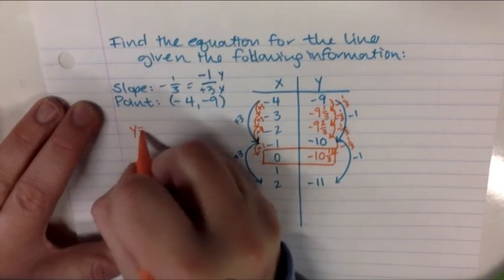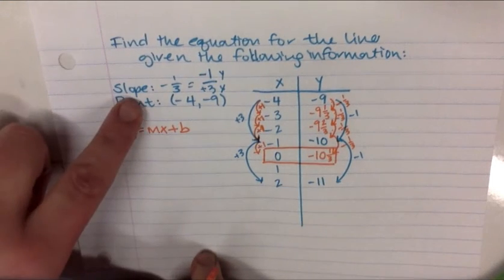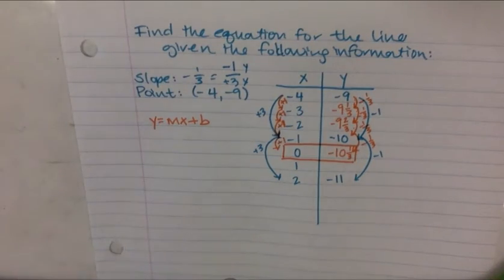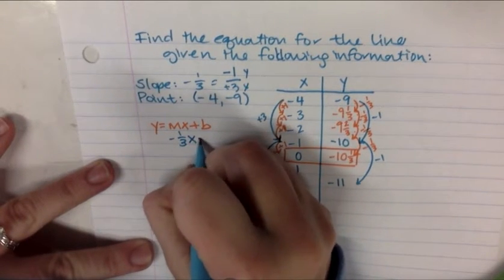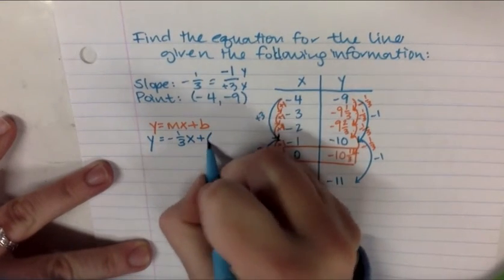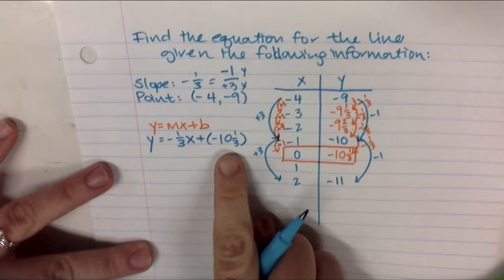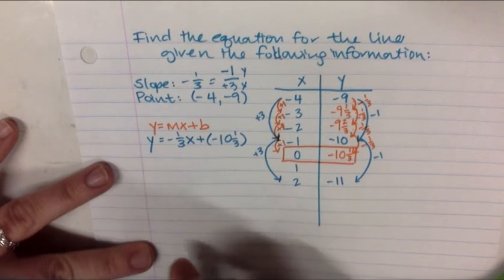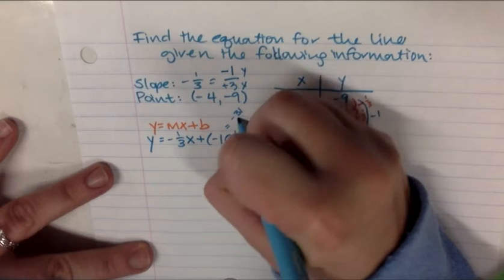My equation, y equals mx plus b. My slope is negative 1/3, so I can put that into here. Negative 1/3 is my slope. I still have x and y, and my b, I just figured out, is negative 10 and 1/3, which I could write as an improper fraction as well. I could say 10 times 3 is 30, so I get negative 31 over 3. I could also write this as negative 31 over 3.